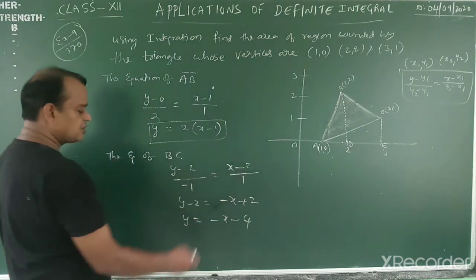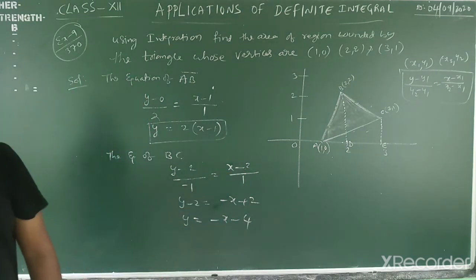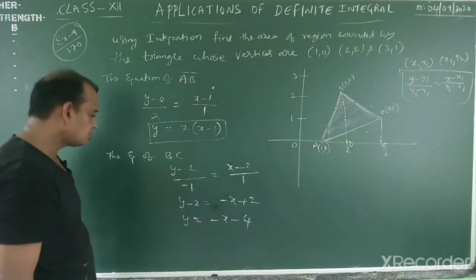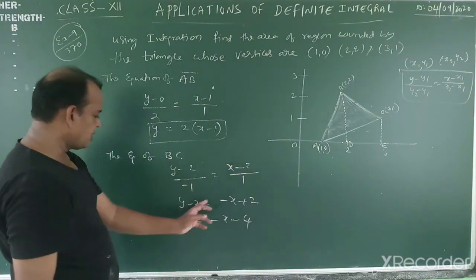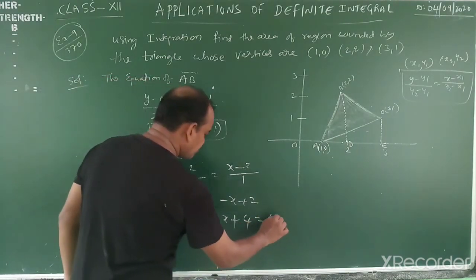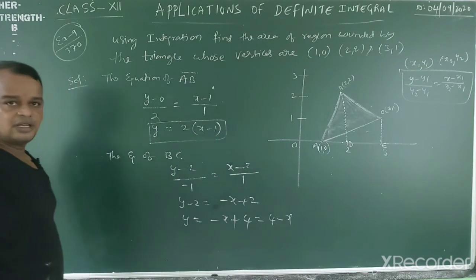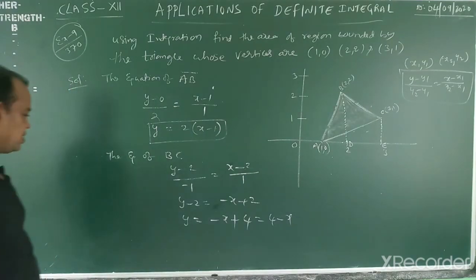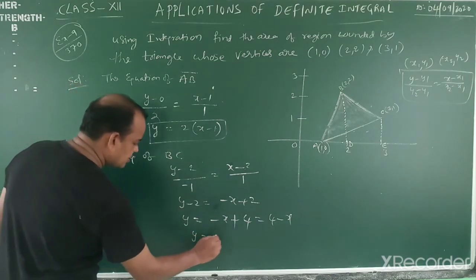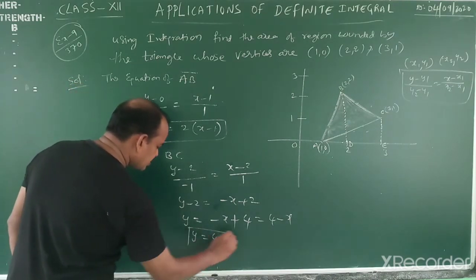Okay, y is equal to minus x plus 4. Here cross multiplication, my dear students. y is equal to minus x, minus 2 that side, sorry, minus 2 that side, that is plus 4, that is equal to 4 minus x, my dear students. Next, what is the equation of BC? y is equal to 4 minus x, my dear students.